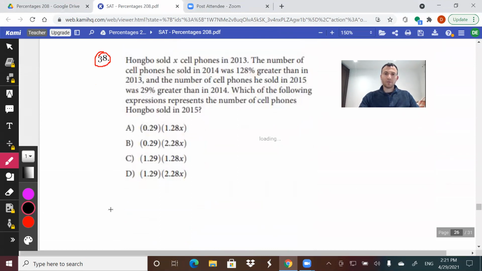Okay. So if you want to try it, you can pause the video. Otherwise, I'll keep on talking. So Hongbo sold X cell phones in 2013. The number of cell phones he sold in 2014 was 120% greater than in 2013. So let's just start mapping this out. So 2013, he sells X cell phones. 2014 is 120% greater than 2013.